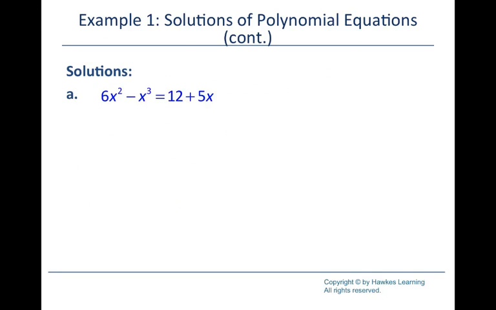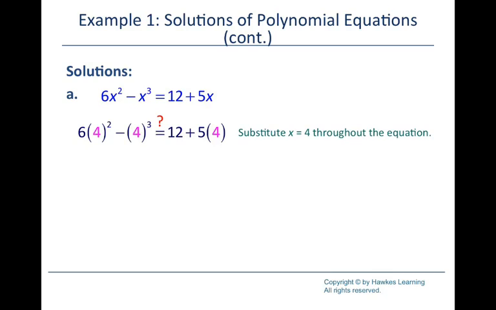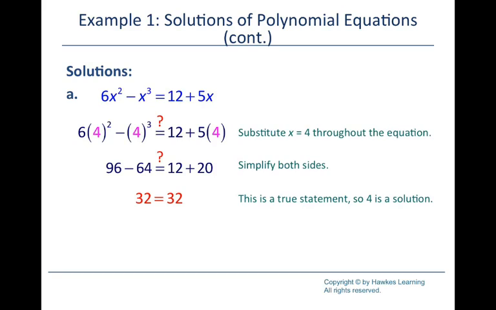So we'll start with A. So it wants to know if x equals 4 is a solution. So for every x you put in the 4. And so 6 times 4 squared is 6 times 16 minus 4 cubed, which is 64. And is that equal to 12 plus 20? Well, if it is, then 4 is a solution. And it is. So it's a true statement. So 4 is a solution to the first problem A. And we just substituted the number in there to see if it worked. If it didn't come out the same, then it would not be a solution.